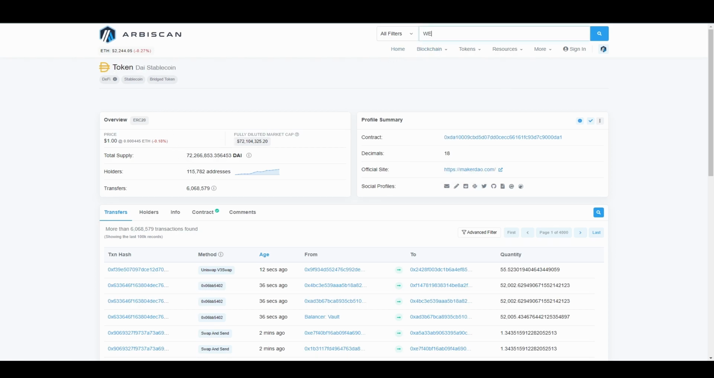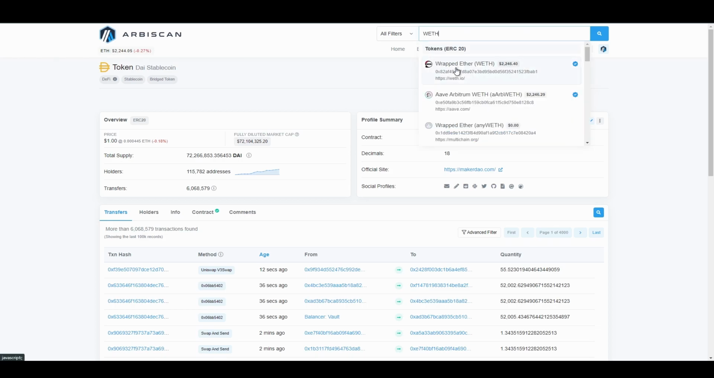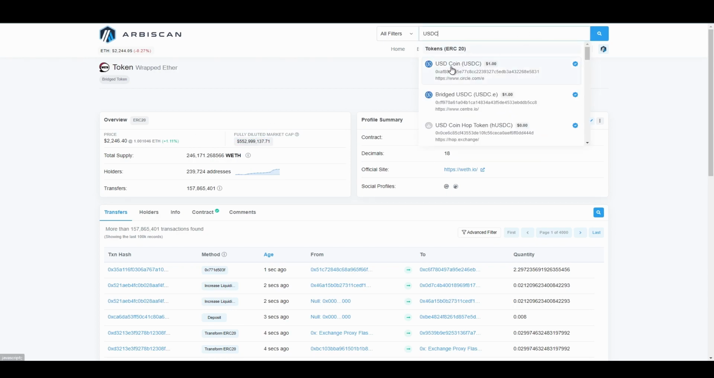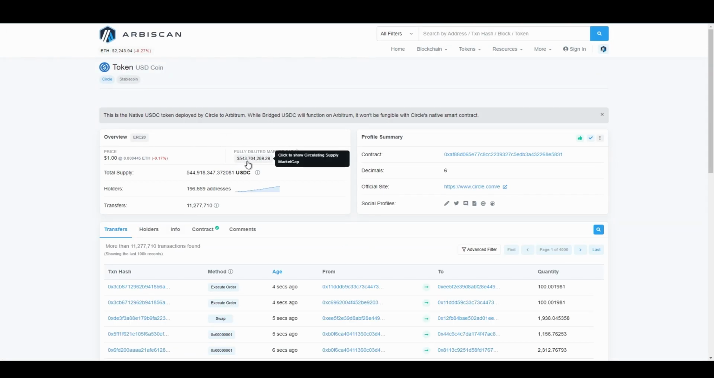All right. So now let's take a look at wrapped Ethereum. 240 total supply. Where's the dollar value? Where am I missing? There it is. 552,999,137. So there's a lot of WETH on Arbitrum. There's a lot. And similarly, there's a lot of USDC. Wow. I think we're going to be really happy in the next few weeks.